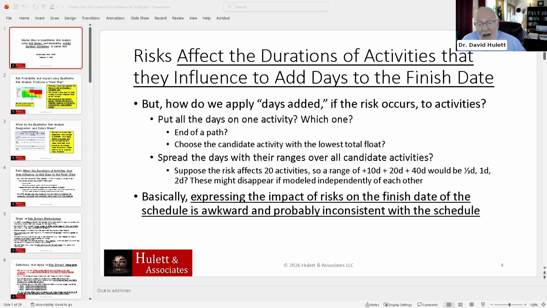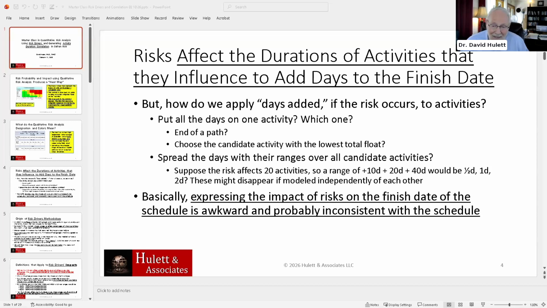Or you might choose a candidate activity. I remember doing one a long time ago where I said, okay, well, let me take the activity, it's going to affect maybe 20 activities. Let me take the one with the lowest total float, indicating that, hey, maybe I take the activity with the lowest total float and put all the days on it, 10 days, 20 days, 40 days. Maybe that will have the best chance possible for this risk to have an impact.